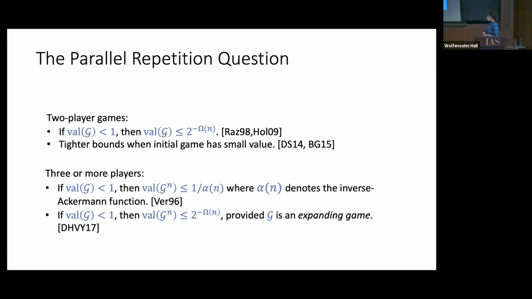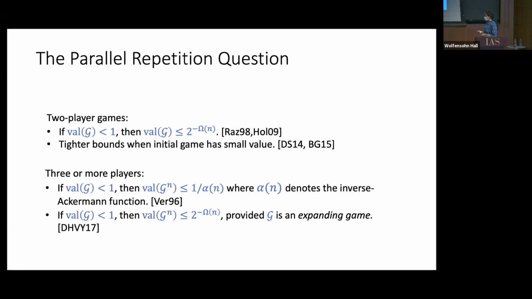For games with 3 or more players, the situation is less understood. So the best result we have is the one that Avi just mentioned, which is that if the value of g is strictly less than 1, then value of g^n goes to 0. And the rate at which it goes to 0 is extremely slow. It's 1 over alpha(n), where alpha(n) is the inverse Ackermann function. And this follows by an application of the Hales-Jewett theorem. This is the best result that we know for all games.